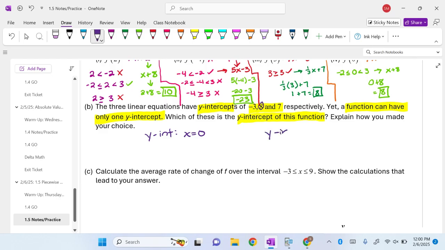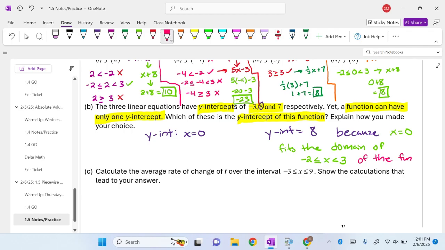So my y-intercept is equal to 8 because x equals 0 fits the domain of -2 is less than or equal to x, which is less than 3, of the function. All right. So it's based on wherever 0 fits in the domain. That's the y-intercept that you use.